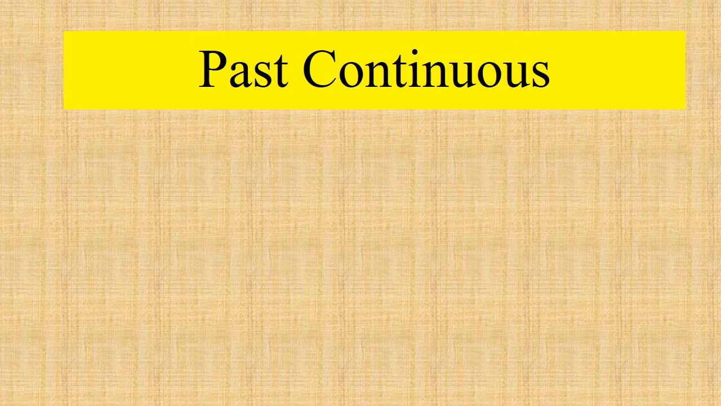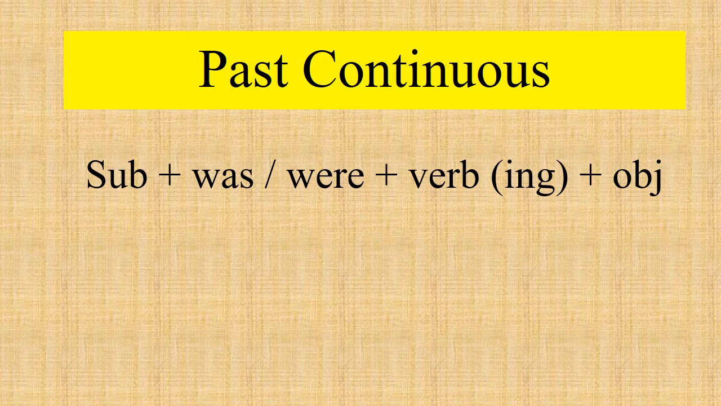Past continuous tense. The formula for past continuous tense is subject plus was/were plus verb with ing plus object. Remember, if the subject is he, she, it, with that we will be using was. But if the subject is we, you or they, with that we will be using were.